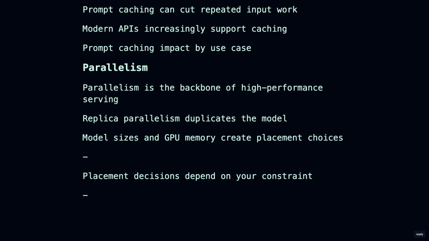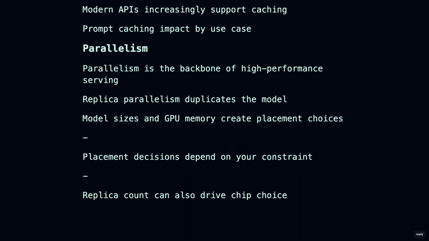The second case flips the optimization around. Now the question is which hardware to buy or use, given a fixed replica plan. If the number of replicas is fixed, then the optimization flips around. Now you're choosing hardware to support those replicas as cheaply as possible. That case is less common, but it shows how the planning problem changes with the constraint.